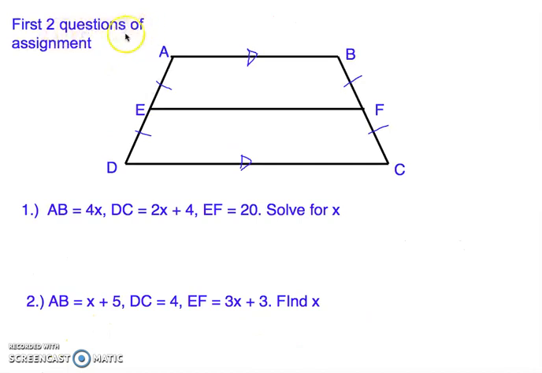These are the first two questions of your assignment. So even though they're at the end of your notes, you're going to go ahead and see if you can solve for these. This one says AB equals 4x, DC equals 2x plus 4, and EF equals 20. We're trying to solve for x. And the second part, you're going to use the same diagram still. AB equals x plus 5, DC equals 4, and EF equals 3x plus 3. And again, you're going to solve for your x.